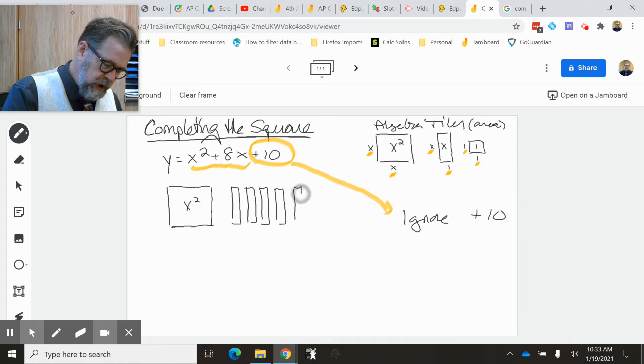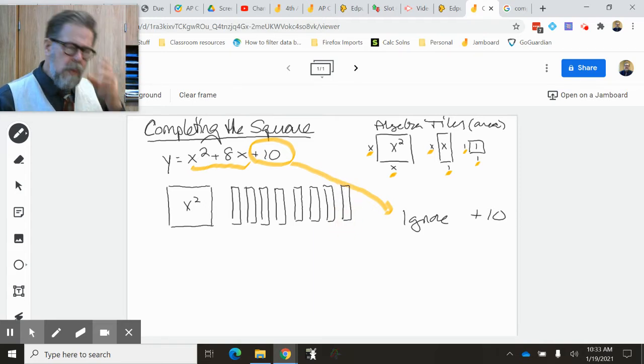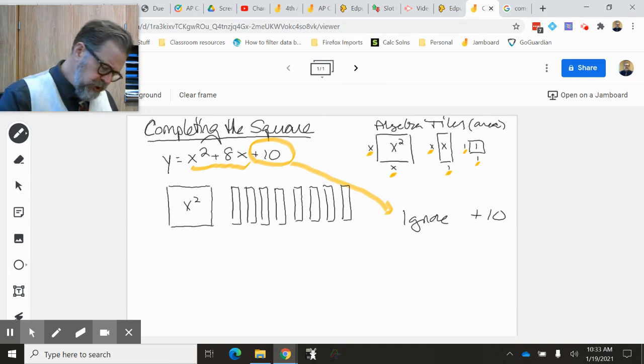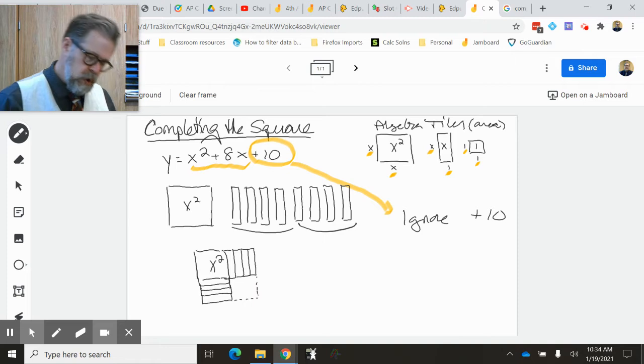1, 2, 3, 4, 5, 6, 7, 8. And I want to try to build a square. So when I look at this, here's my x squared. Well, I've got 8 tiles, so that should mean that I could put 4 on each side, and I will have something vaguely square-ish. 1, 2, 3, 4, and 1, 2, 3, 4. If I were to fill in this corner, I would have a square.